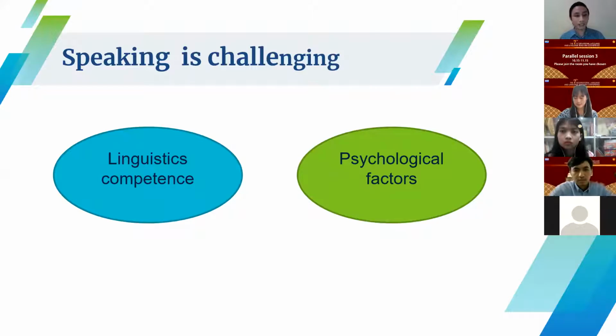However, speaking English is very challenging for some students. And this case was also noted by Ibu Yohana Feniranda during her keynote speech yesterday morning, that speaking is very challenging, especially during this COVID-19 pandemic period. And students do not only have limited linguistic competence, but they also have psychological factors, which then make speaking more difficult and challenging.